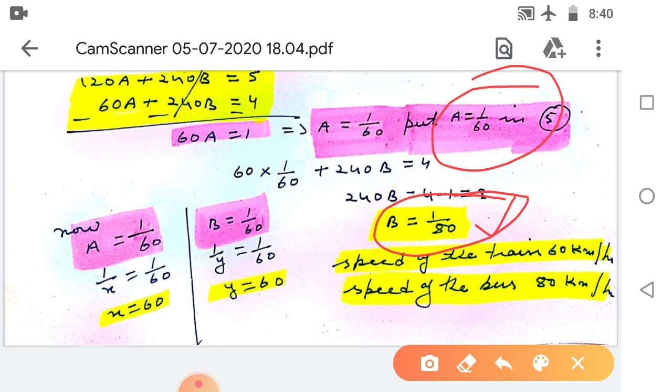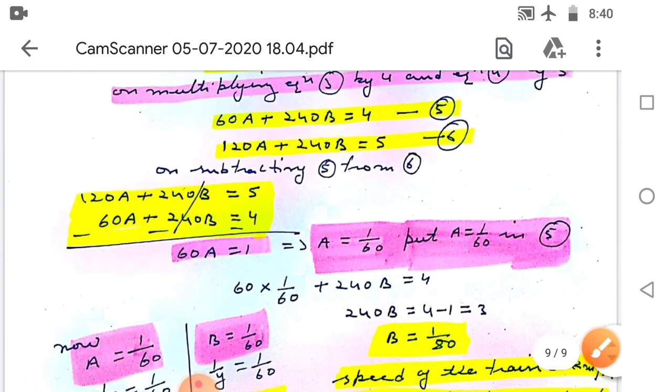Clear? Now a is equal to 1 by 60, a is equal to 1 by x, that is 1 by 60, so x is equal to 60, and b is equal to 1 by y, so y is equal to 80 after cross multiplication, and we get the speed of the train as 60 km per hour and the speed of the bus is 80 km per hour.